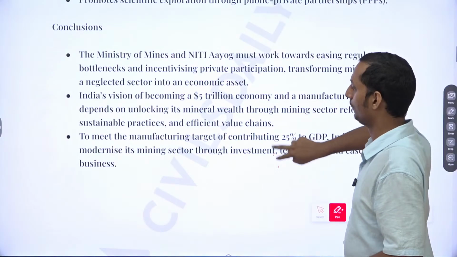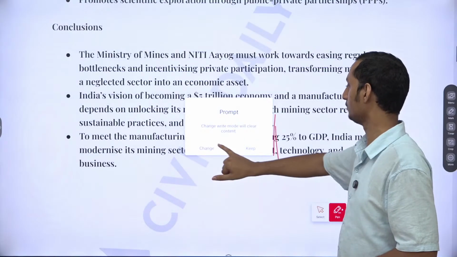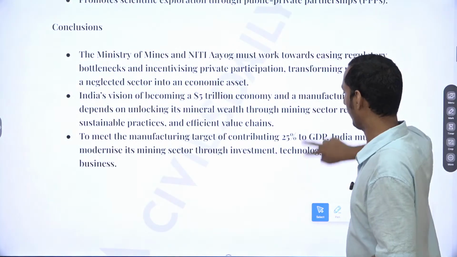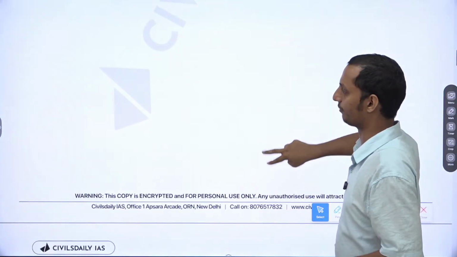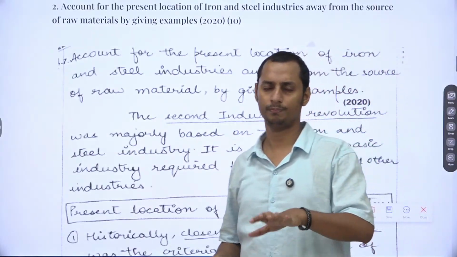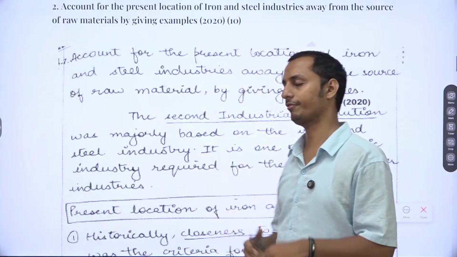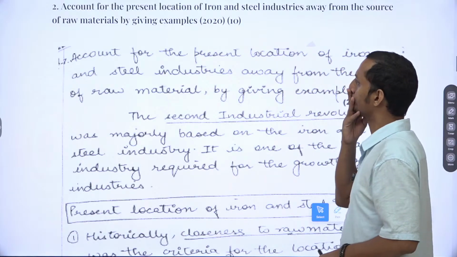Okay, don't just think that this is an environment question, therefore I can only provide environmental conclusions. This is a geographical question, so I should not provide GS3 wala conclusions. No, in case of these questions you can provide all these $5 trillion and different government targets.